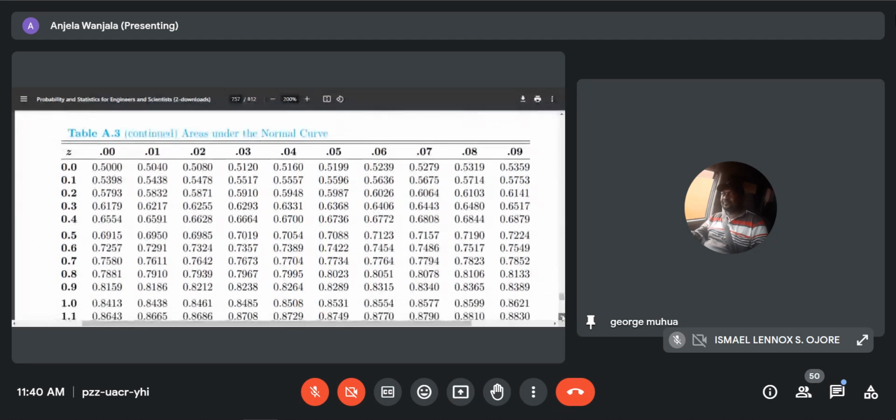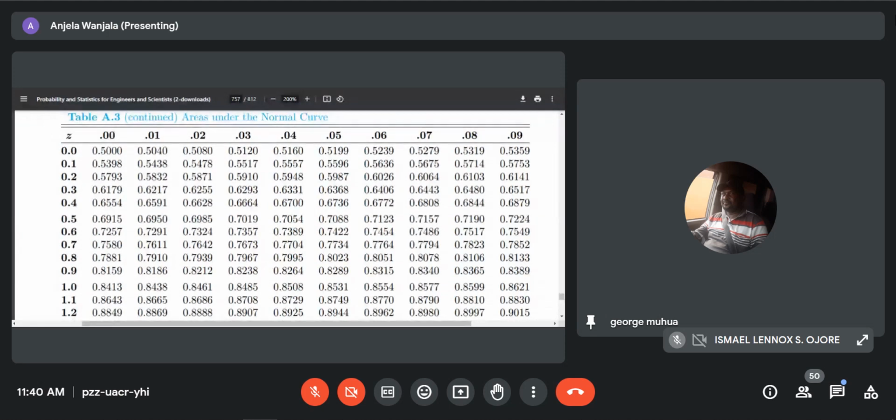1.25, you just look at Z where we have 1.2. It's here. Down here, there is 1.2. Then you go towards the right. You look at where there is 0.05. So we have this value 0.8944. That is the Z score from the table. So this is the probability.